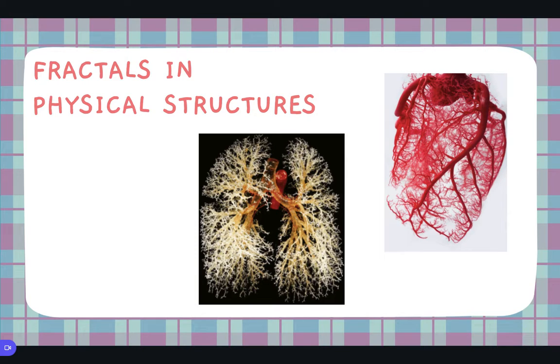Now let's move inwards to our bodies. Fractals are seen in circulatory and respiratory systems, not only in human bodies but also in animal bodies. So here is our heart, here are our lungs, and you can see that fractals start from the trunk of these two organs, and extend into numerous branches, just like a tree.